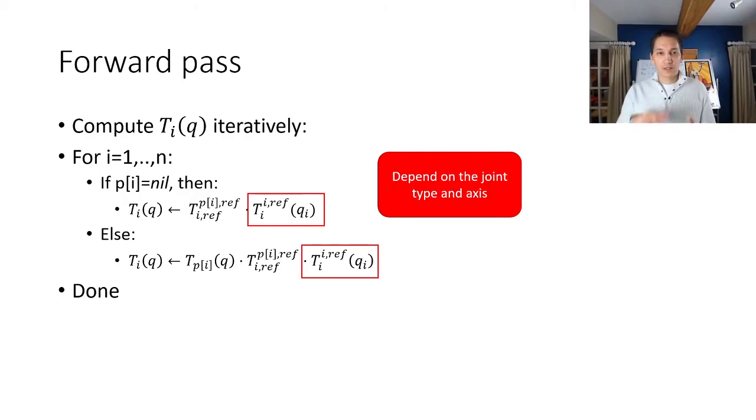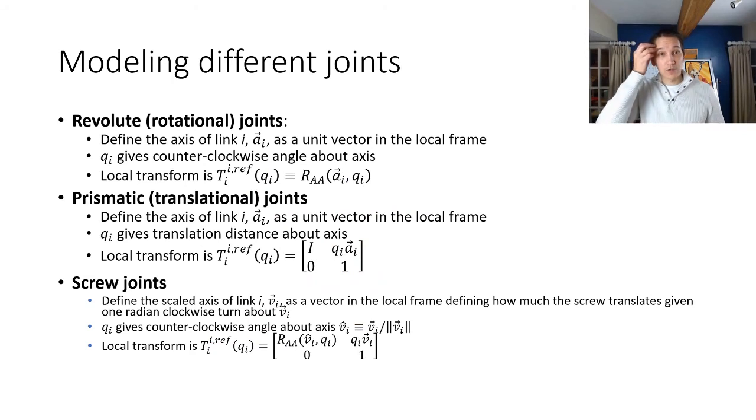The trick here is that this TI to TI reference is going to be the local transform of that link, and it's going to depend on the joint type and also its axis. Just to complete the expression of each of these algorithms, revolute joints are given by this local transform, prismatic joints are given by this local transform, and we can also express more exotic type joints like screw joints using a sort of combination of the two.